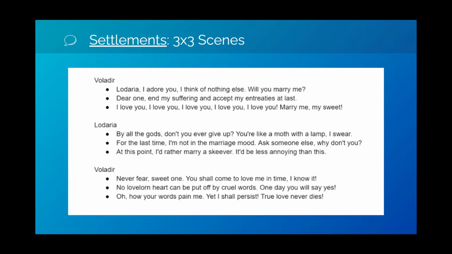So 3x3s, awesome. You can also do 3x2s. It's not quite as many variations, but you still get a lot of use out of them, and it's more economic than doing individual scenes. Not to say that individual scenes aren't great, but when you can do a 3x3, my opinion is do it.